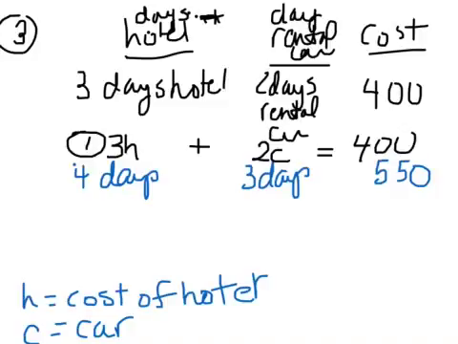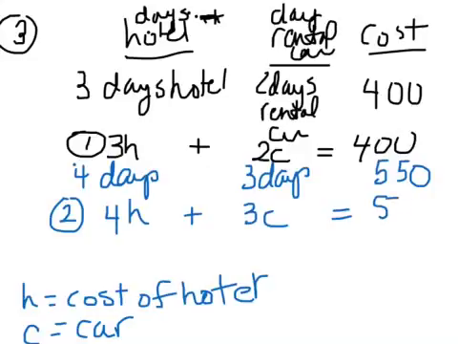Misha, can you figure out anything on that blue one, what you would use there? Like, what would an equation be for this blue one here? 4H plus 3C equals 550. See how easy it is?